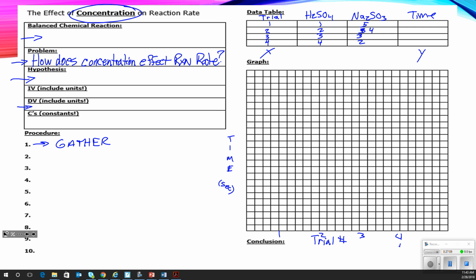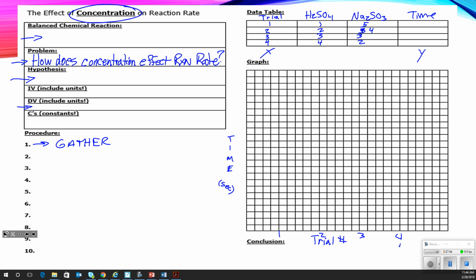Okay, I want to go back up to my data table. It says, as per data table, add drops of hydrochloric acid and water for trial 1. Write it. So that would be step 3 for you guys, I think. You would add drops of hydrochloric acid and water according to data table for trial 1 to a well.